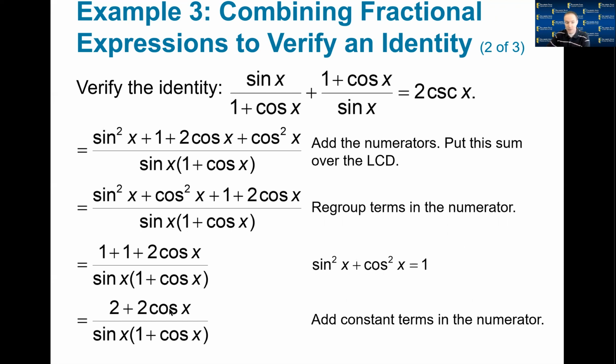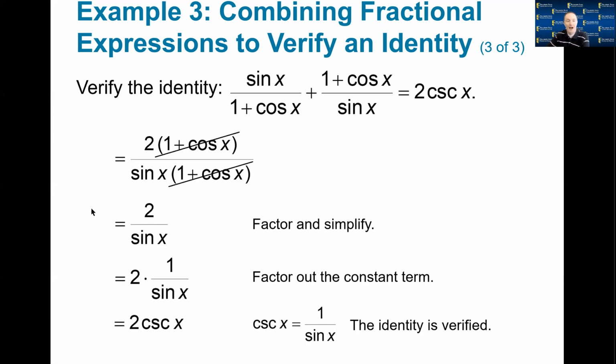That gives me 2 plus 2 cosine x, and I've shown a lot of steps. You could have gone from this step directly to this step without any trouble whatsoever. And now that you see you have this, you can say, well, hey, that numerator has a common factor of 2. I bet we should factor that out. You bet. I factor the 2 out, which then allows me to see that the remaining factor is in common with the denominator.